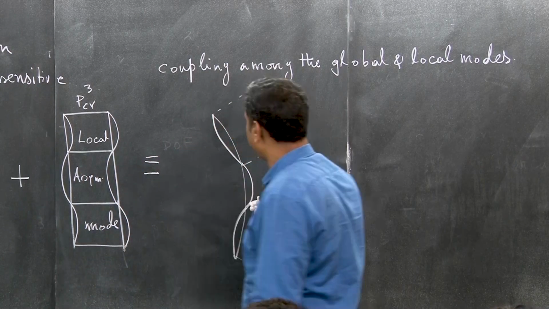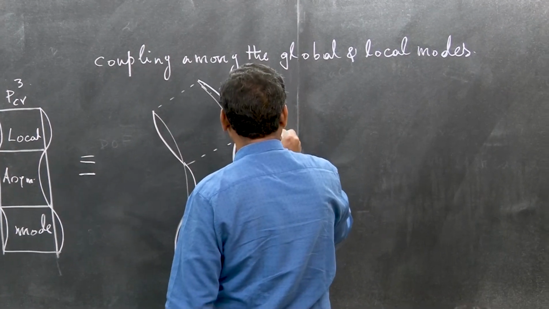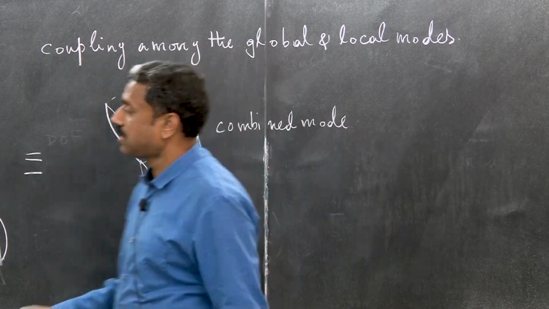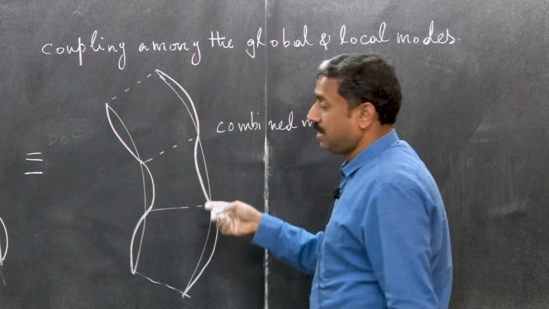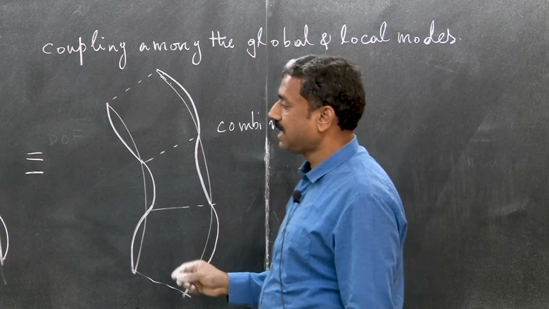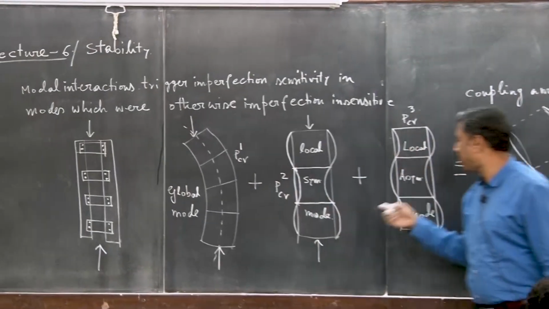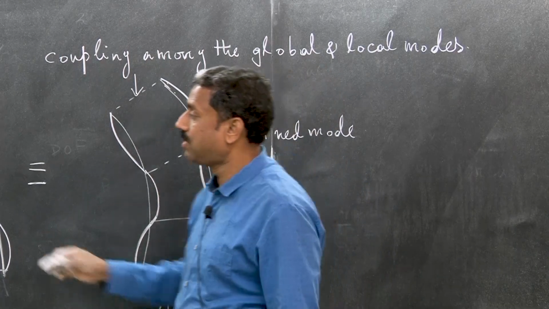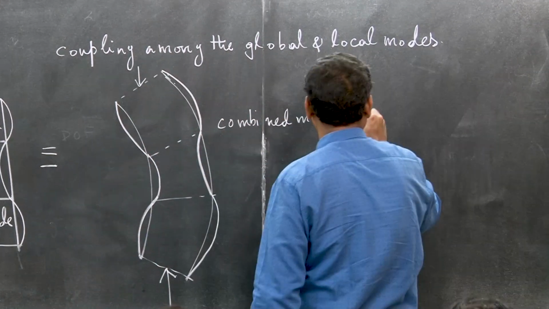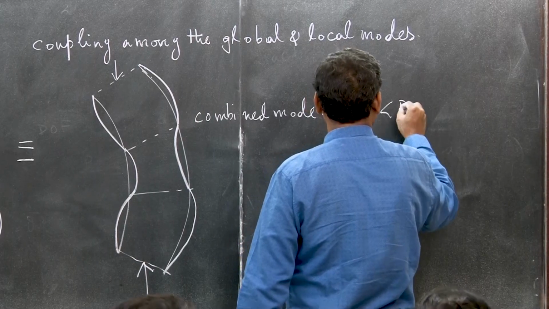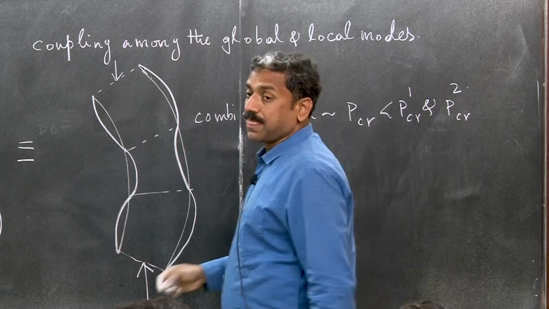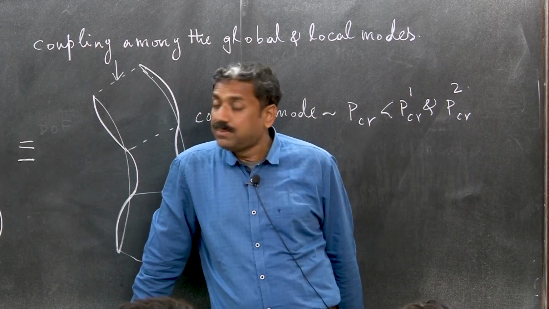You see, this is a combined mode. And how is this combined mode occurring? This combined mode is a combination of this global mode and this symmetric mode, right? Similarly, there can be a combined mode of global mode plus antisymmetric mode. So when this happens, you will see the combined mode P critical will be less than P critical 1 and P critical 2, okay. And then it will be imperfection sensitive.